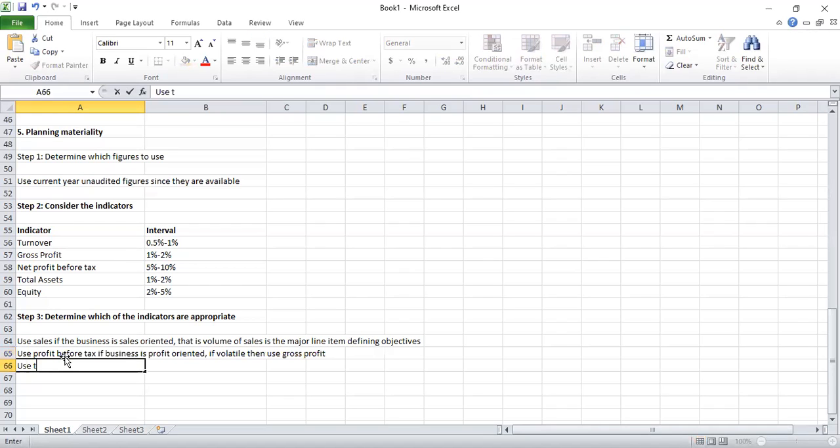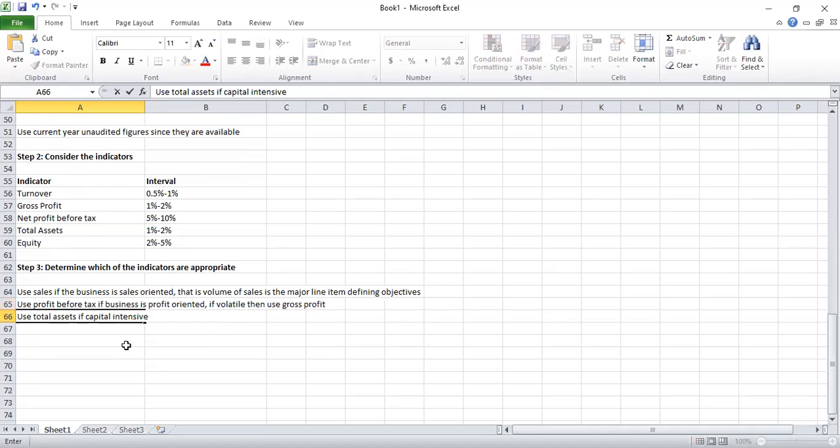Right. Use total assets if capital intensive. Those companies that have got a lot of assets, we use a lot of machinery of high value, then you should use the assets. Equity is not normally considered a good indicator. They don't usually consider it because it might not be related to what is happening within the business.